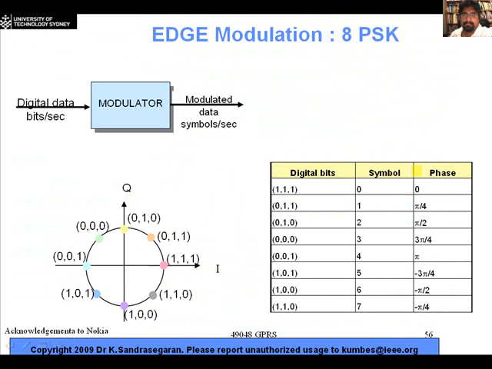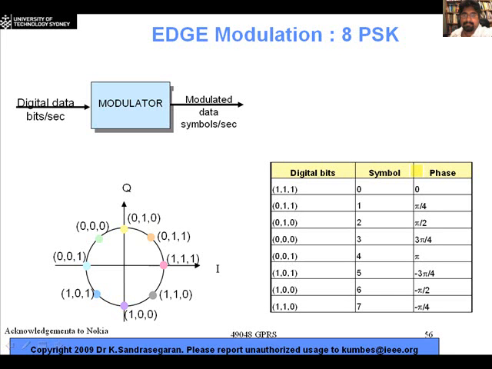Now you can further increase the data rate by changing the modulation scheme. So we know that in GSM you use GMSK, Gaussian minimum shift keying. In Gaussian minimum shift keying, every symbol has 1 bit associated with it.